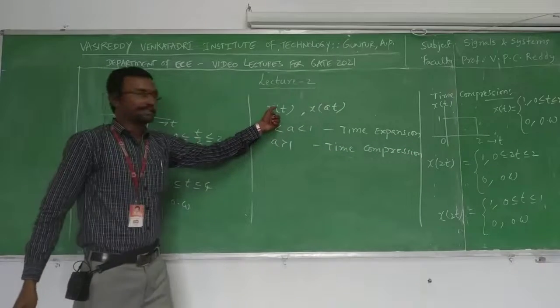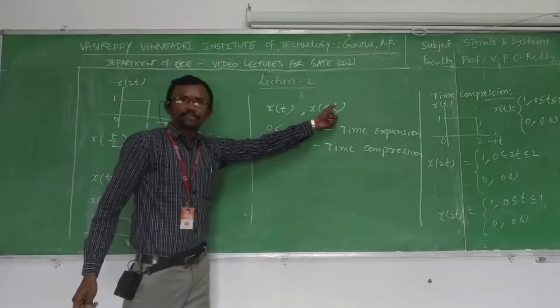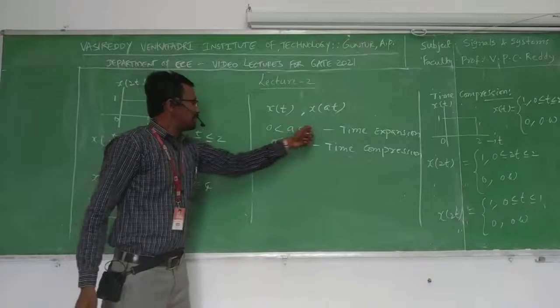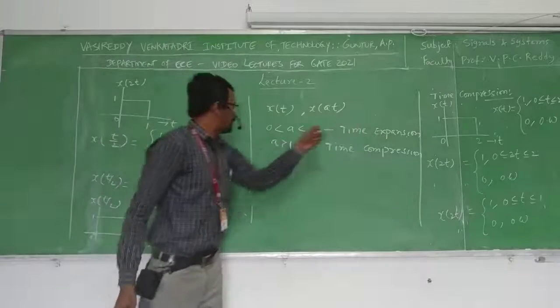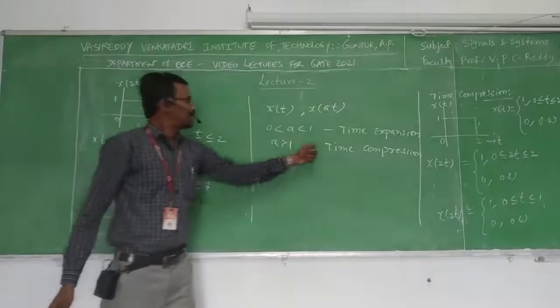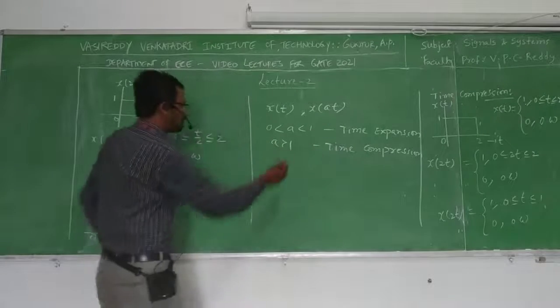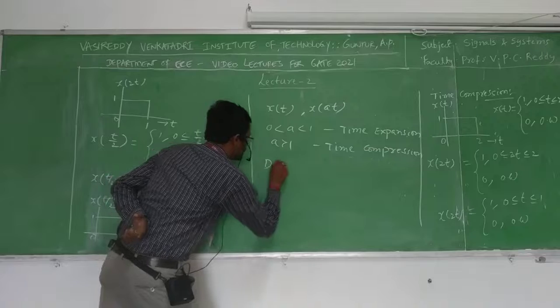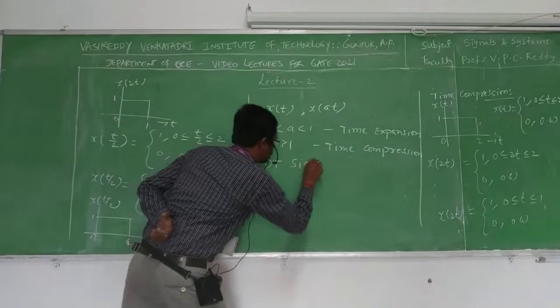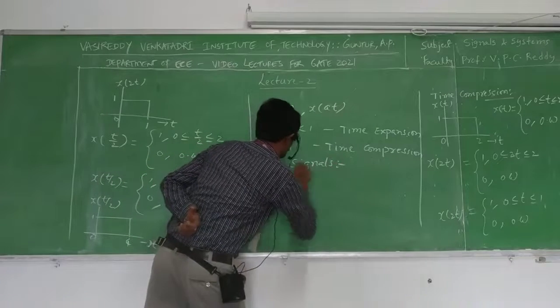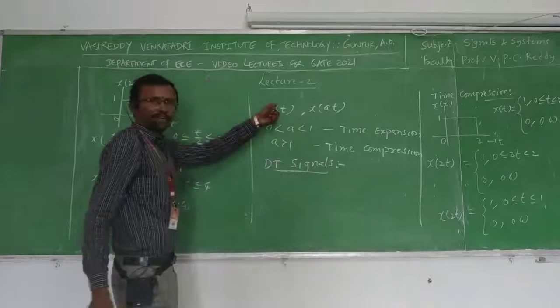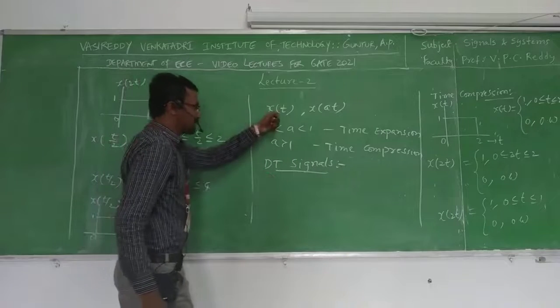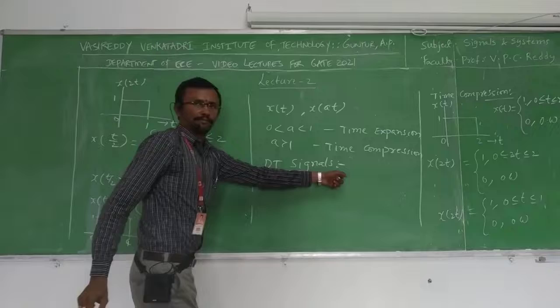Okay, x of t is the given signal, x of at is the scaled version of the given signal. When the scaling factor is between 0 and 1, time expansion. When the scaling factor is greater than 1, time compression. Now next we will see time scaling for discrete time signals. So this is about time scaling for continuous time signals. Next we will see discrete time signals.